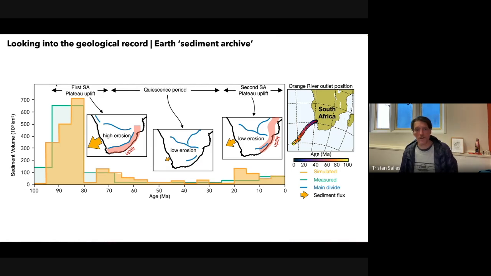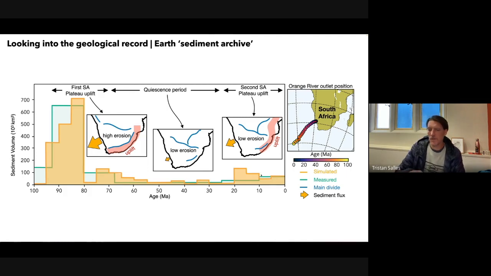So you see that overall, and I'm talking first order here, over the first 20 million years we see a sediment pulse, which is represented by both the simulated model and the measured data. Then you have a period where there is not much sediment, potentially induced by climatic changes, so less erosion inland. And then a second pulse, which is higher in the simulated model than in the measured one.